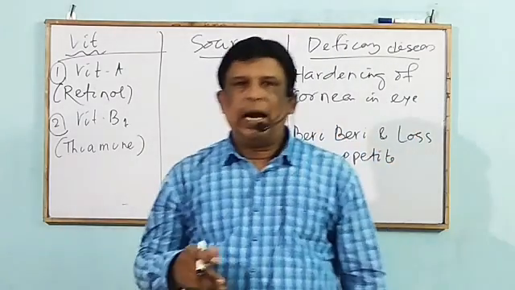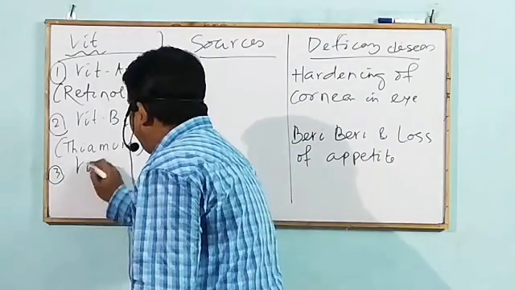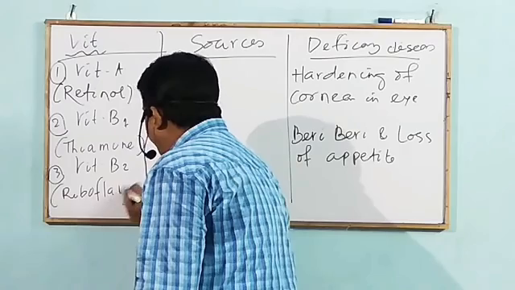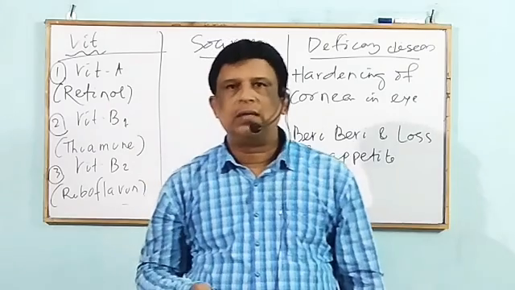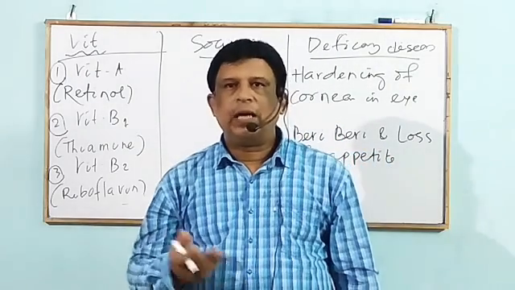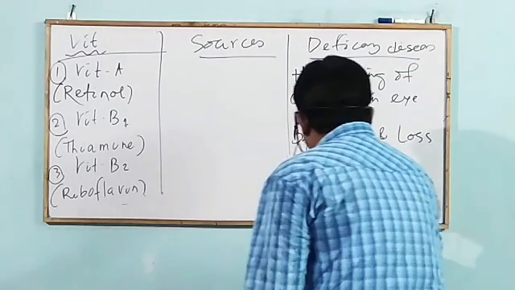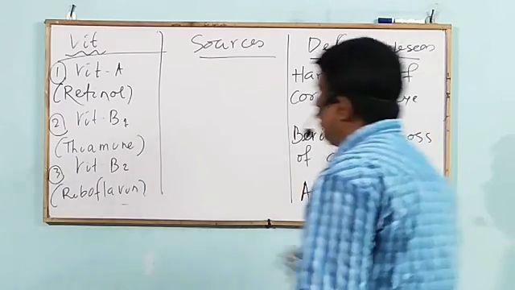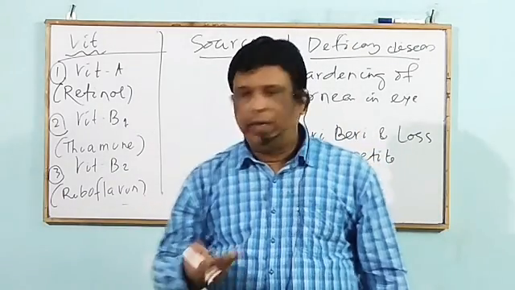Next one is vitamin B2. Its chemical name is riboflavin. The sources are meat, fish, egg yolk, rice bran oil, yeast, and the deficiency disease is anemia. That is vitamin B2.